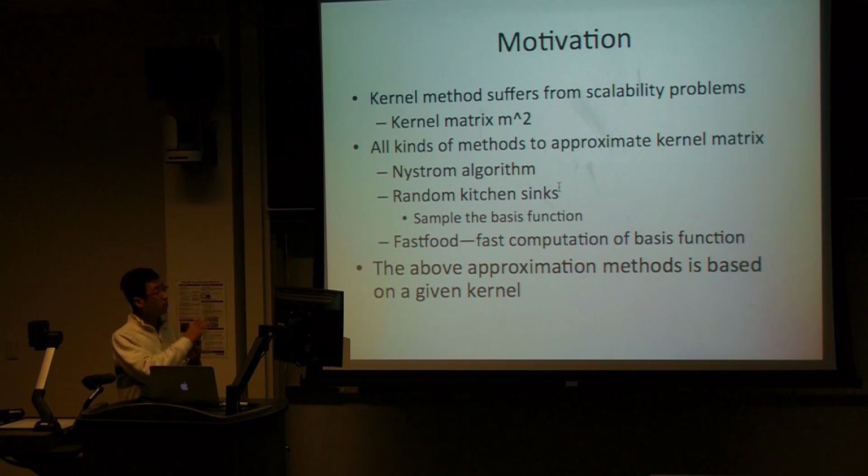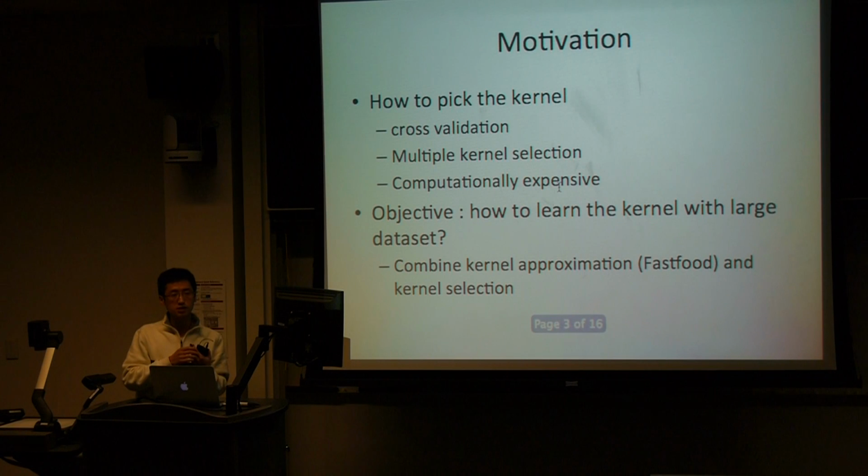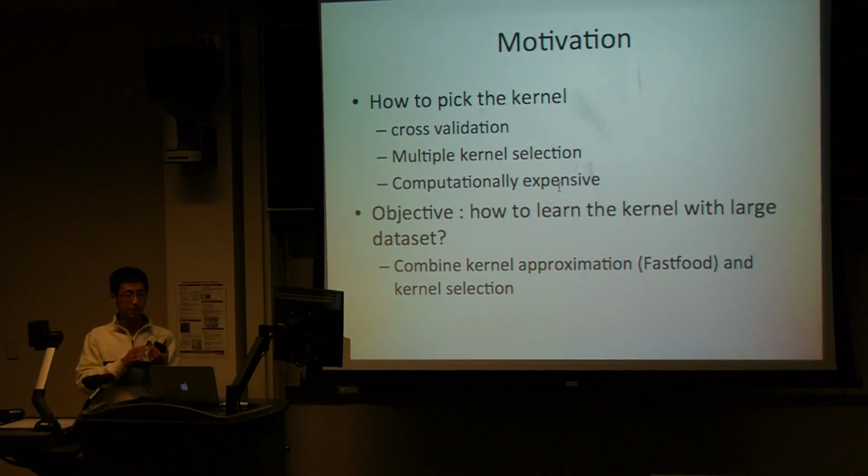So all the above approximation methods are based on a given kernel, which means that if we know this is the best kernel, we can do the approximation, and then we can do the training and prediction. But in kernel methods, one of the main steps is to pick the right kernel. And there are several ways to do it. For example, in support vector machines, we use cross-validation to pick the right bandwidth of the RBF kernel.